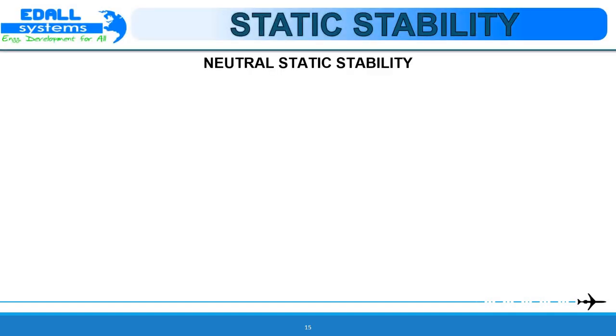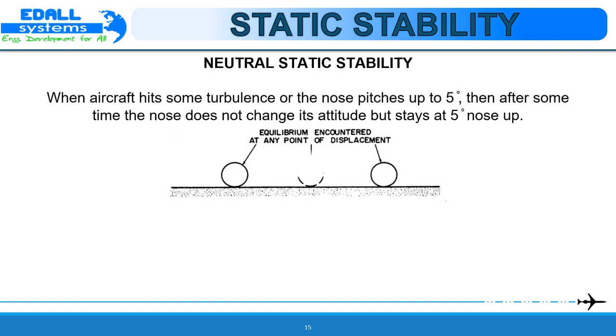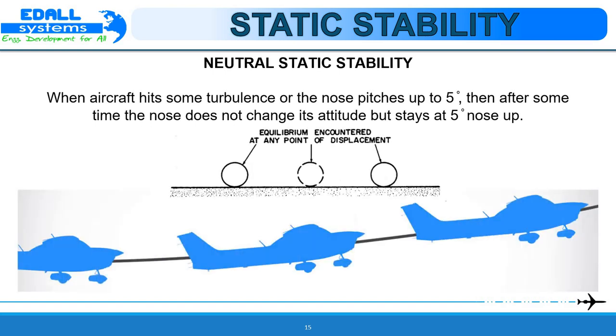Now, neutral static stability. An aircraft that has neutral static stability tends to stay in its new attitude when it's disturbed. For example, if we hit turbulence and our nose pitches up 5 degrees and then immediately after that it stays at 5 degrees nose up, our aeroplane has neutral static stability.